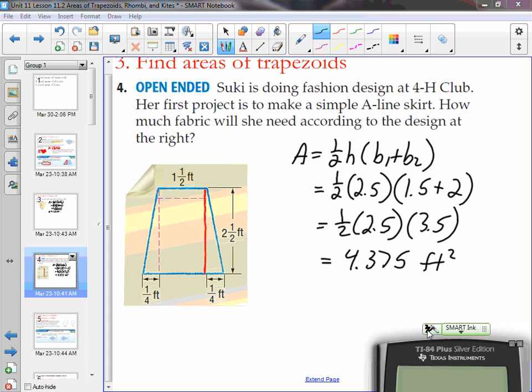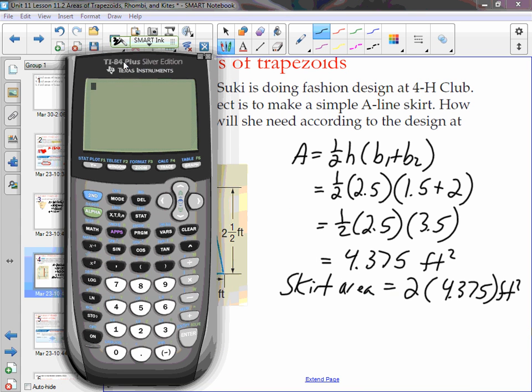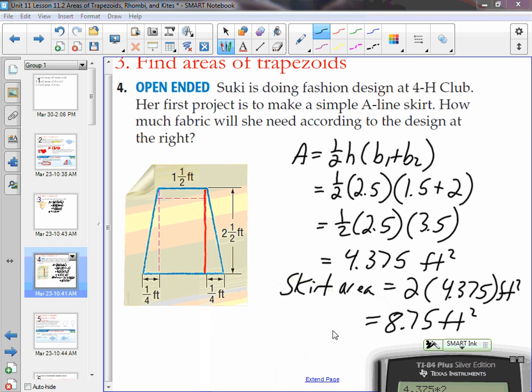So skirt area equals 2 times 4.375 square feet. And so 4.375 times 2, and that's the 8 3/4 that the book wanted. So 8.75 square feet. Now, on a quiz, I'm not going to ask you a question where you can only get it right if you happen to know how to make an A-line skirt.